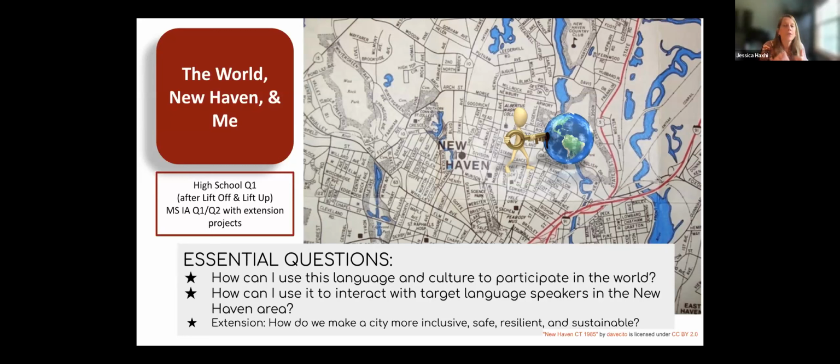So we built project-based learning style projects for their second quarter. And for this unit, the extension is, how do we make a city more inclusive, safe, resilient, and sustainable? And so we have the kids building or designing their own cities that are based in sort of sustainability. So they're making parks and bike paths and recycling centers and things, and they're just naming those things in the target language and presenting it to peers.